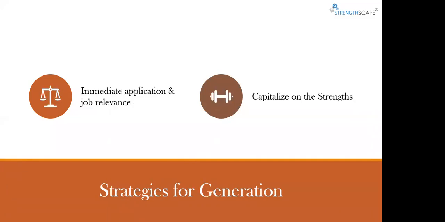All right, moving on to strategies for generation. How do you generate that individual context for a person? How do you allow people to personalize learning for themselves? From an adult learning perspective, of course, tell people what's in it for them. Give them ideas of immediate application of the learning, the relevance of that learning in the job, and also capitalize on their strengths. Particularly from a behavioral point of view, we are looking to work with the strengths of people rather than weaknesses.